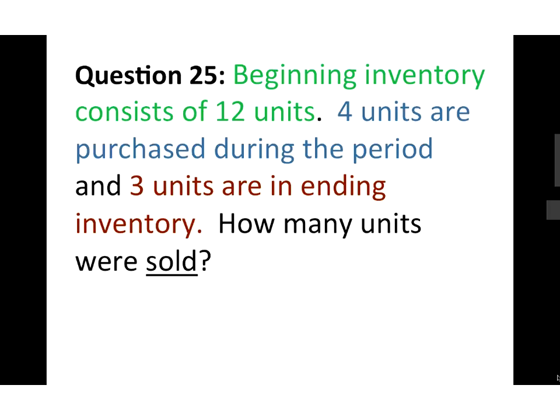Okay, this one, beginning inventory is 12 units. 4 units are purchased during the period, and 3 units are in ending inventory. How many units were sold? Okay, so how many units were sold?